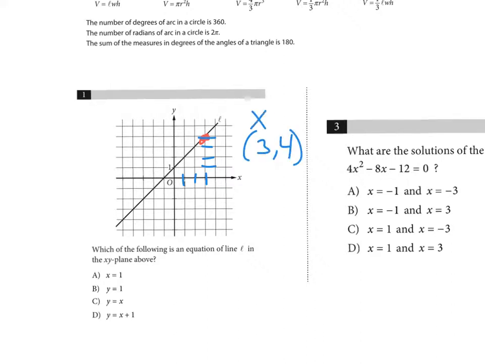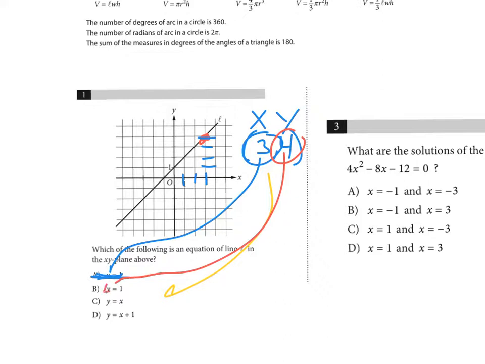So if I plug in that point, it has to make the equation check. So for example, letter A, x is equal to 1. That's not true. X is equal to 3. So that's not true. Letter B, y is equal to 1? No. In my point, y is equal to 4. If it's an equation of the line, then it has to make the equation check. Letter C, y is equal to x. Well, that's not correct. 4 is not equal to 3, so that doesn't check.